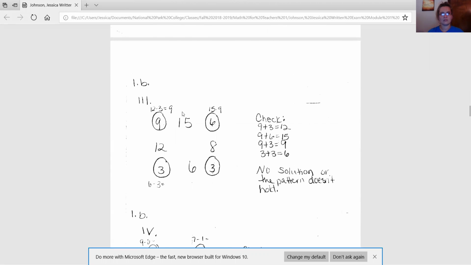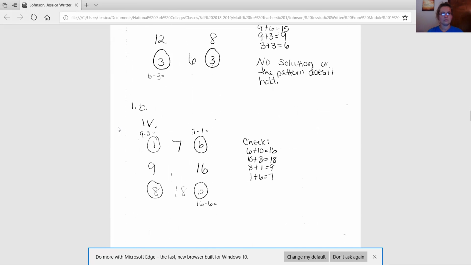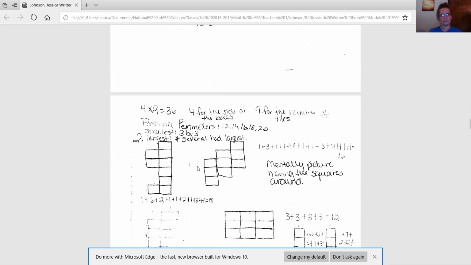But if you notice, there's no solution for 1b3 because 6 plus 3 equals 9, not 8. So this pattern does not hold. 1b4: 1 plus 6 equals 7, 6 plus 10 equals 16, 8 plus 10 equals 18, and 1 plus 8 equals 9. So this pattern holds.